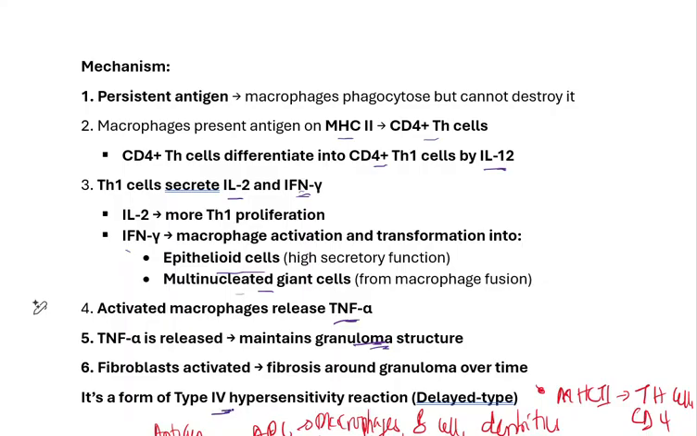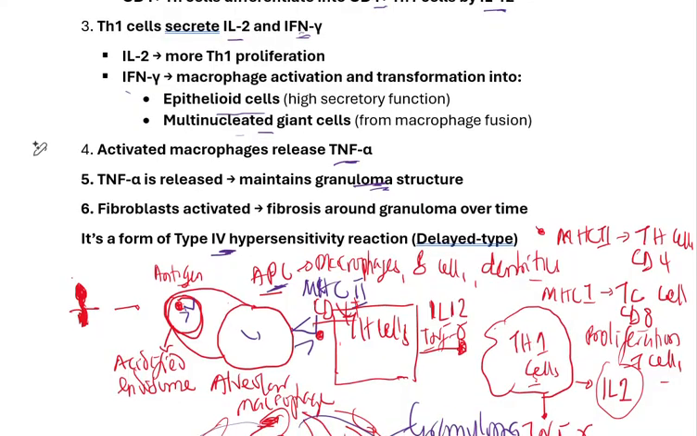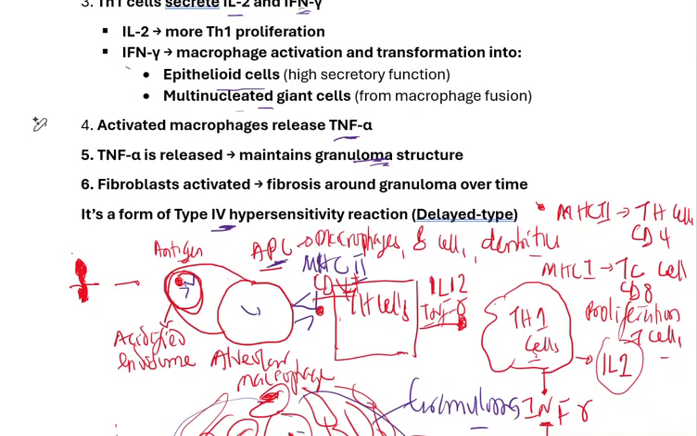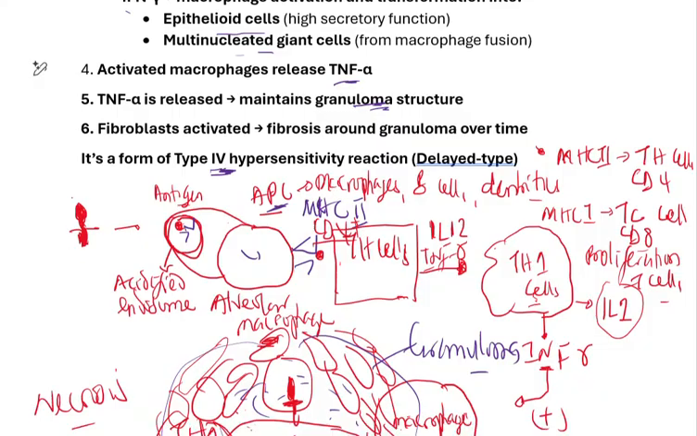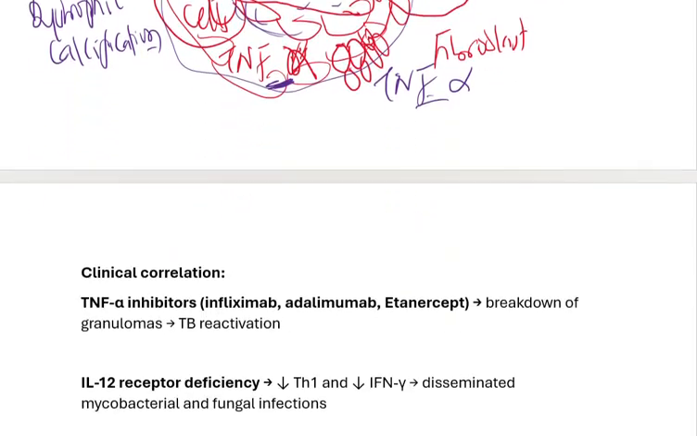And like you said, if you look at this reaction, no antibodies are involved. This is purely T cell. And this is a form of what we call type 4 hypersensitivity reaction, which is a delayed type hypersensitivity reaction. And once we get to immunology, we're going to talk in detail about hypersensitivity reactions. So let's now look at some clinical correlation, right?